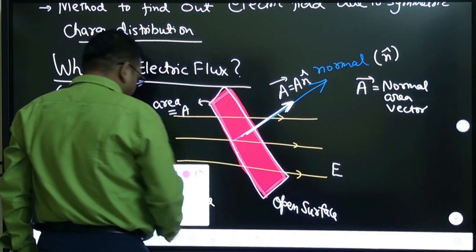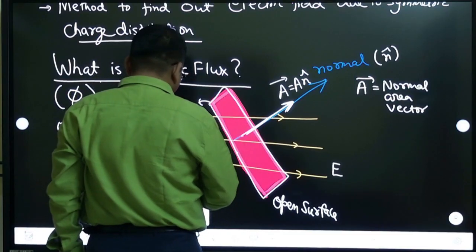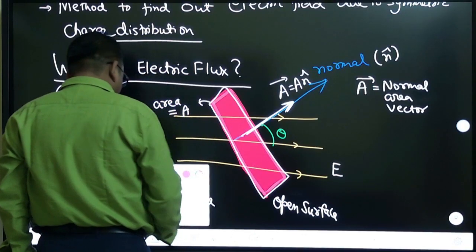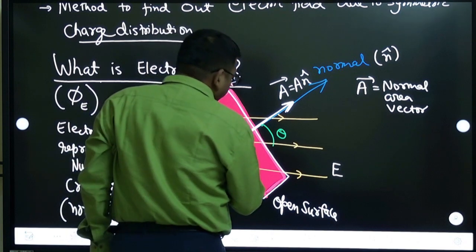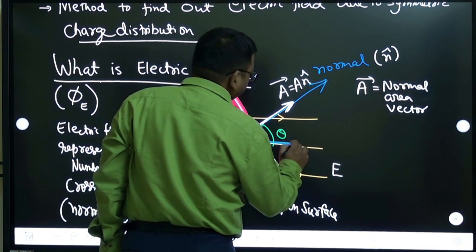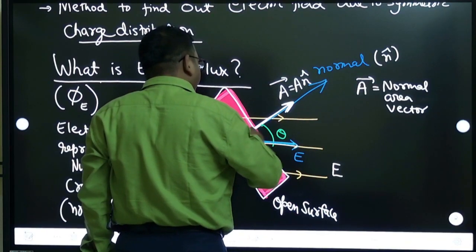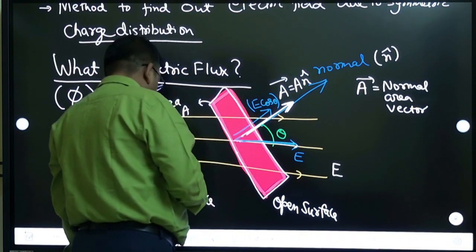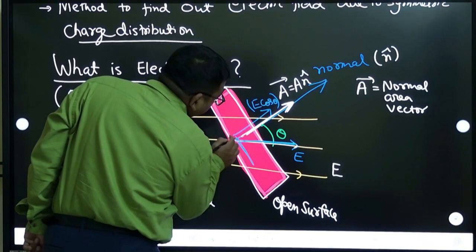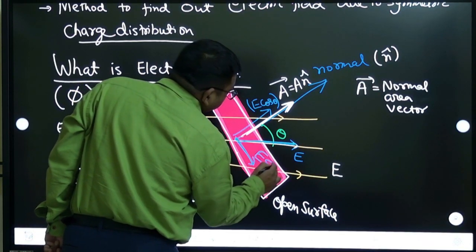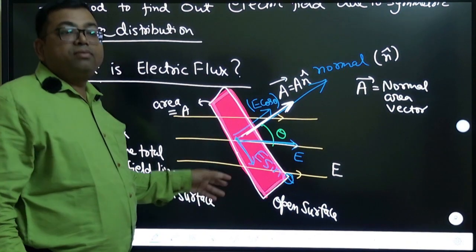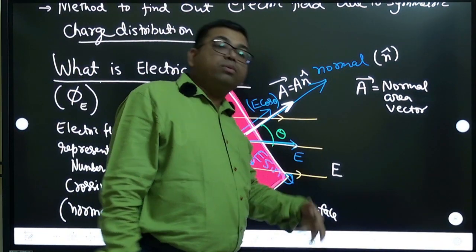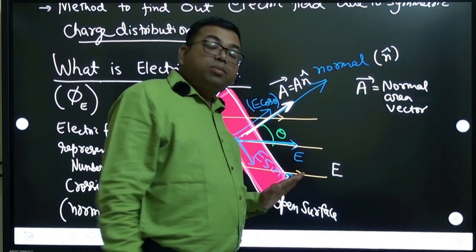And note that this angle they will give as theta. This angle theta. So this is the area vector. This is the field vector. So you can take the component of field in this direction. This is the electric field here, and in this direction the field will be E cos theta. The E sin theta component will be parallel to the surface, so it will slide over the surface. E cos theta will be perpendicular to the surface.